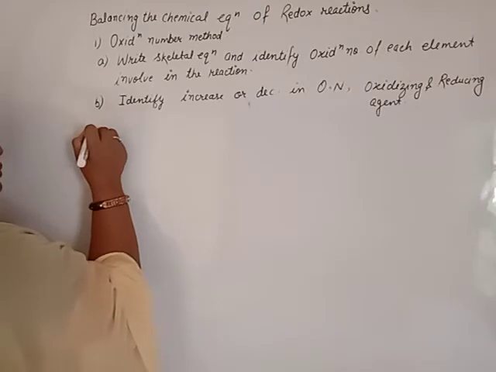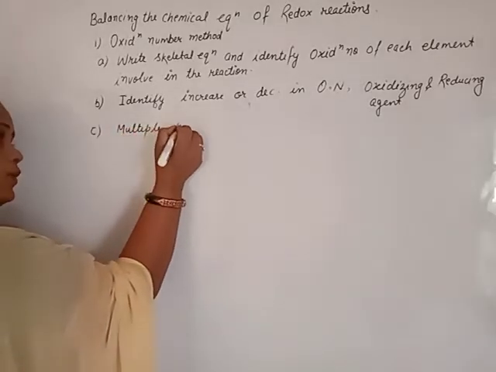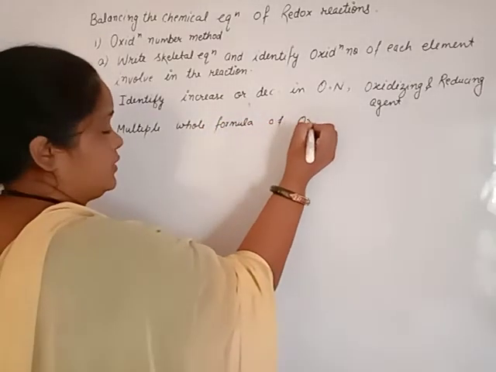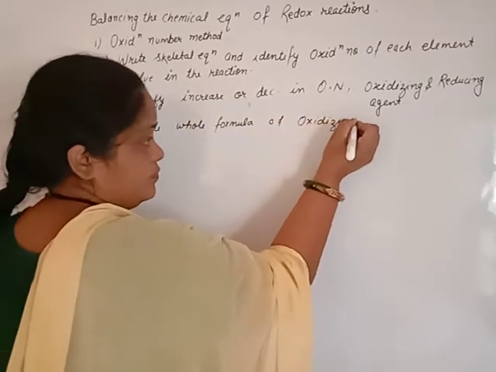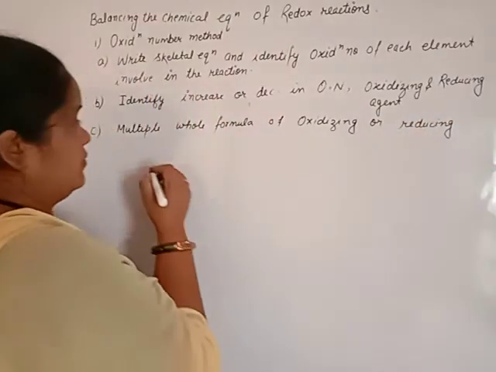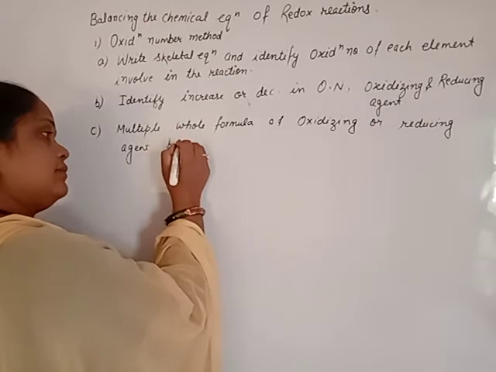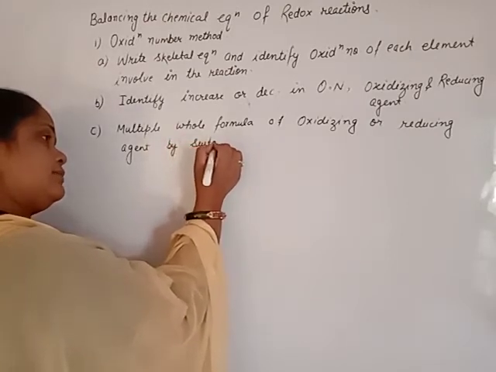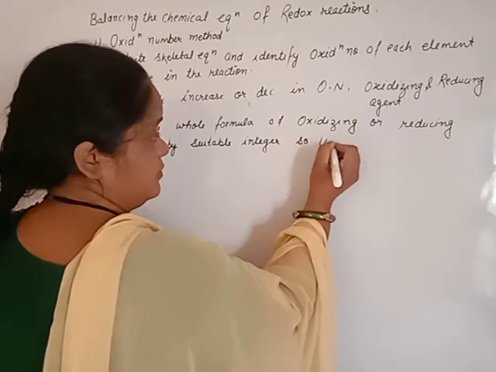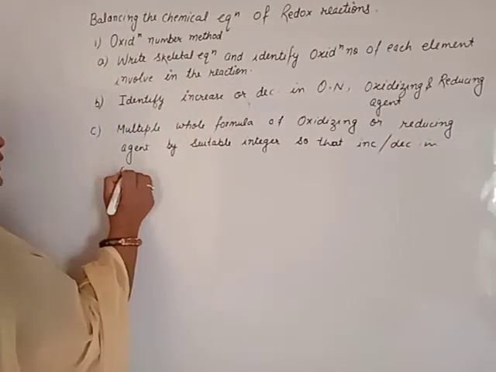Then next, multiply whole formula of oxidizing or reducing agent by suitable integer, so that increase or decrease in oxidation number is balanced.